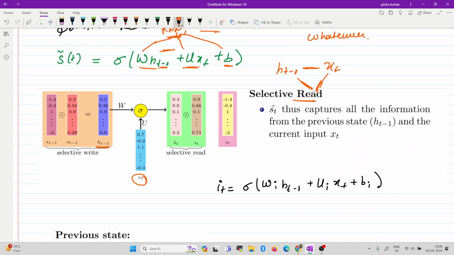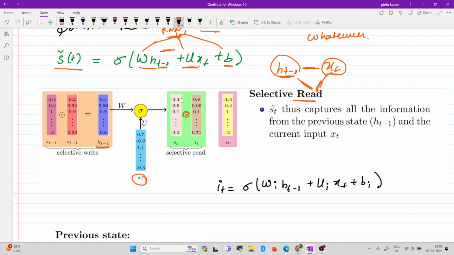Now we have created a modified vector s dash t that depends on h of t minus 1, x of t, and some bias. Why do we do this? Because the information that was available to us was h of t minus 1 and x of t, and we wanted to do a read operation on top of it. So we have obtained s tilde t, which is a combined form of both these pieces of information. Now we want to do a read operation on this, so we want to extract important information out of it.